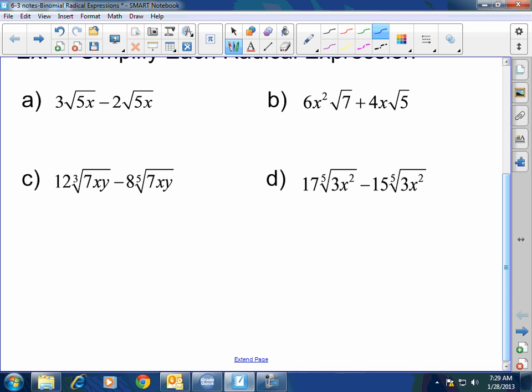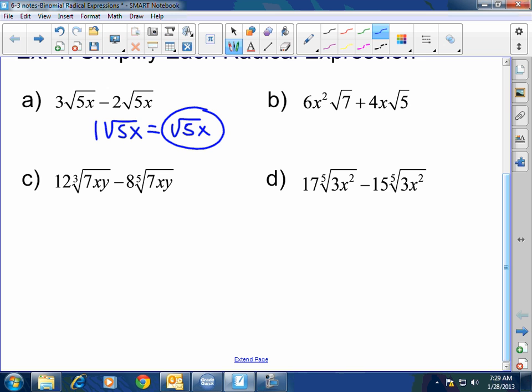So we have square roots, and the radicand is 5x and 5x, so these are like terms. It's like saying 3 apples minus 2 apples. You're going to have 1 apple left. Well, guess what? 3 square roots of 5x's minus 2 square roots of 5x's, you're going to have 1 square root of 5x left over, and of course, you don't need the 1 coefficient because we know that that's invisible.